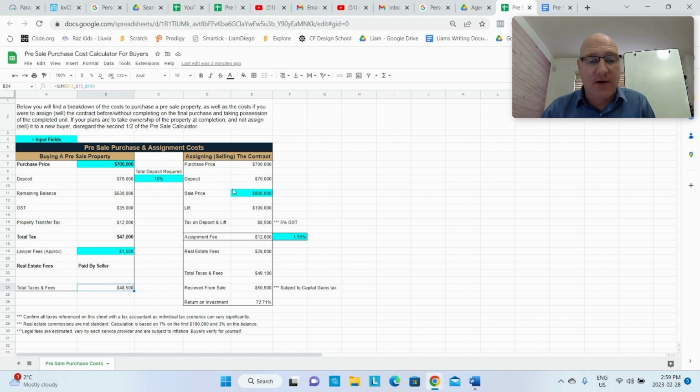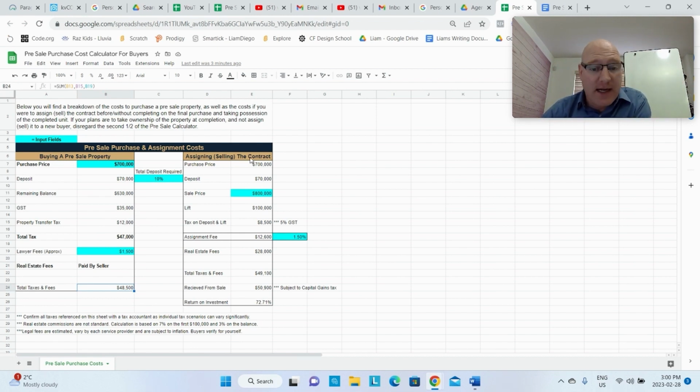And in fact, if you assign the contract or sell it to someone else before you complete, you don't have to pay the GST and you don't have to pay the property transfer tax. So those taxes are only applicable to the buyer who actually takes true possession of the property, like their name goes on title, the person who actually takes the ownership of the property and not just the contract. So if you sell it before the developer has given you possession and you've taken the title, then you would not have to pay these taxes. Those taxes would then be paid by the person who buys the contract from you.